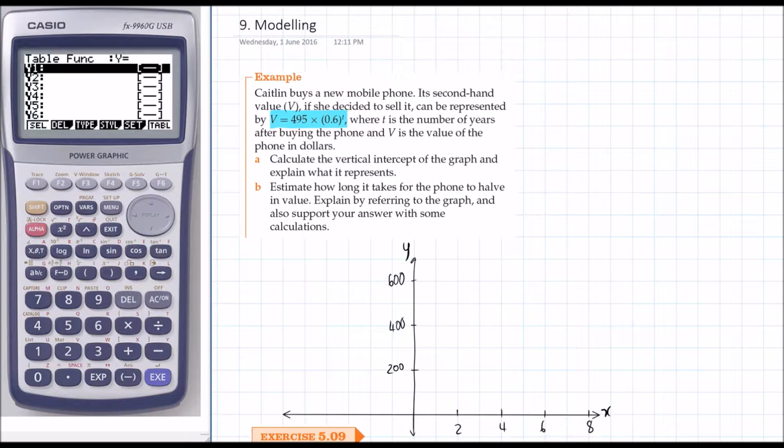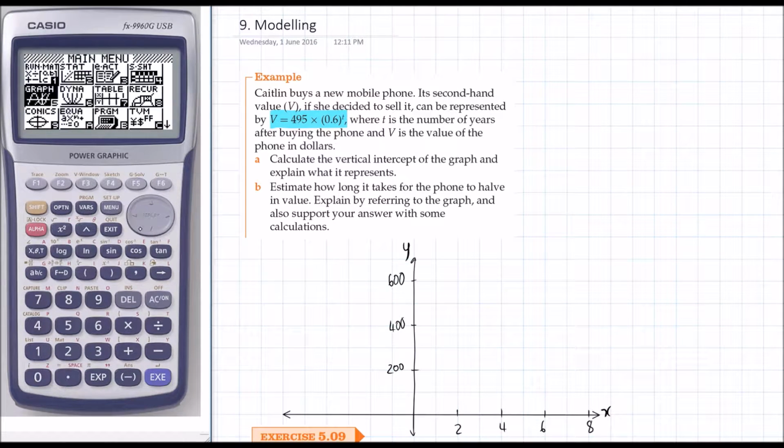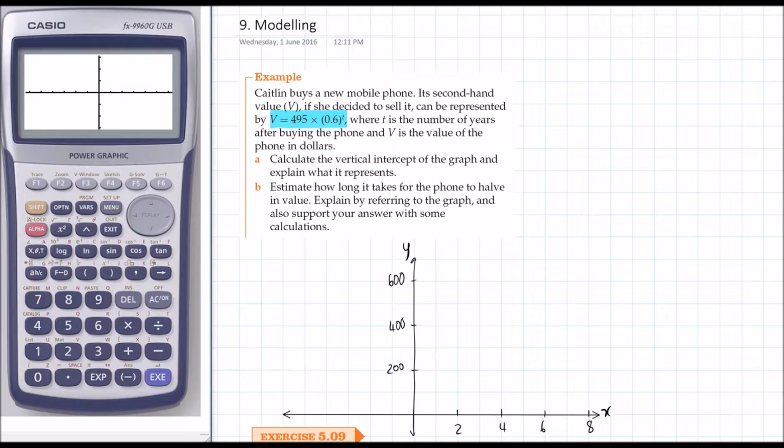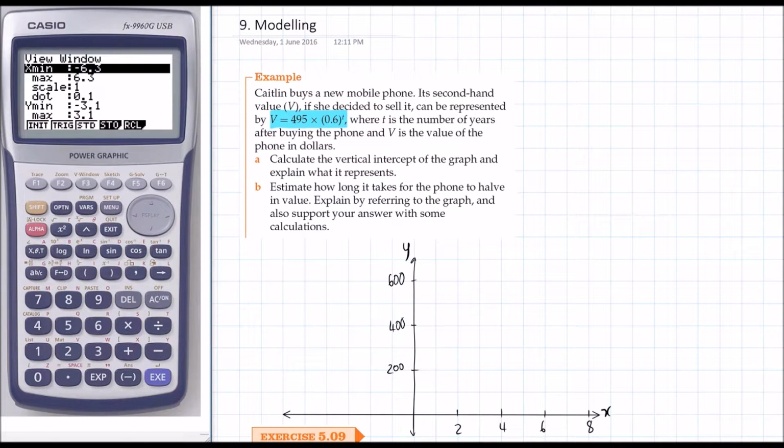So what I'm going to do here is I'm actually going to graph it. So we'll go into graph mode and we'll put this in: 495 times 0.6 to the power of x, and we can see it doesn't show on our graph because of our scale, so we have to change our viewing window. So I'll get my viewing window to go from -1, even though it doesn't make sense, because if you're talking about a phone, you can't go back in time to when it's owned, and I'll go up to 8, and then my y values will go from 0, because the phone can't be worth less than $0, and we'll go up to 600 so we can see what's going on.